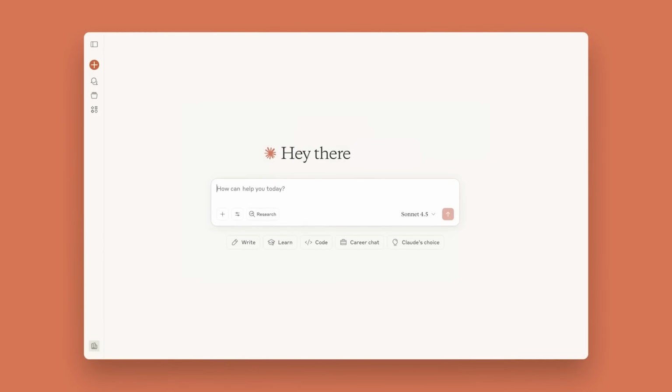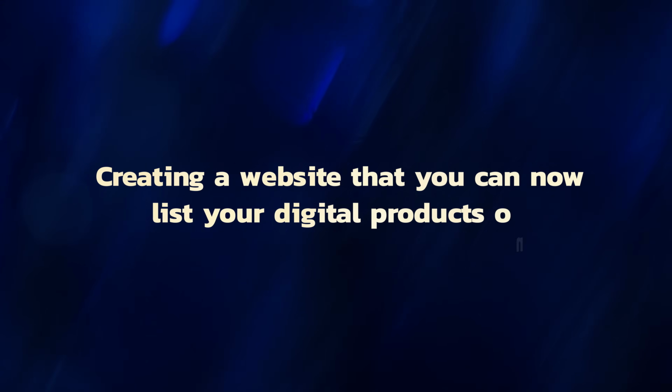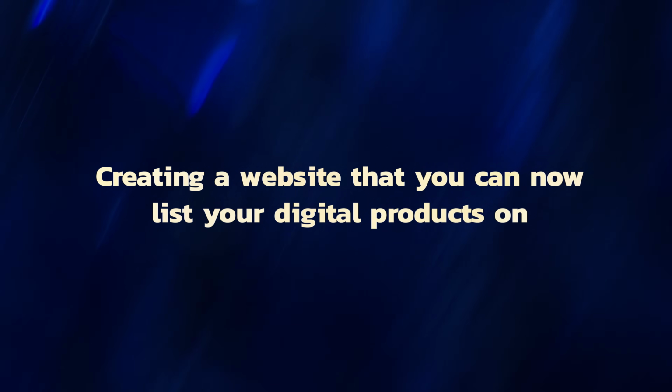Okay, so now that we've got our digital product ready, that's a process that you're going to be able to repeat over and over again. If you wanted to create another digital product that's going to help your niche in a different way, you're going to be able to do that. Go back onto Claude and have multiple different digital products available for people to purchase. But this now brings me on to the next step, which is going to be creating a website that you can now list your digital products on.